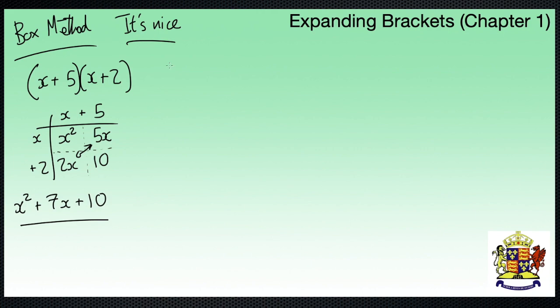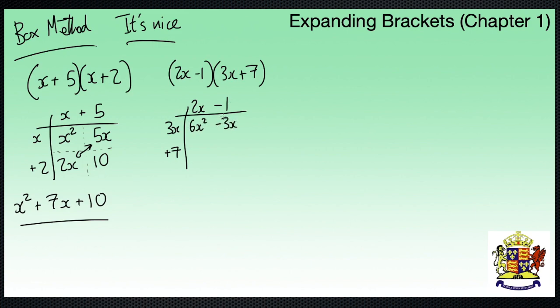Okay, what if we've got something a little bit more difficult? What if we have 2x minus 1, 3x plus 7? Well, stick it in a box. 2x minus 1, 3x plus 7. 3x times 2x is 6x squared. Minus 1 times 3x is minus 3x. 14x here and minus 7. Again, add these two together. 6x squared plus 11x minus 7.